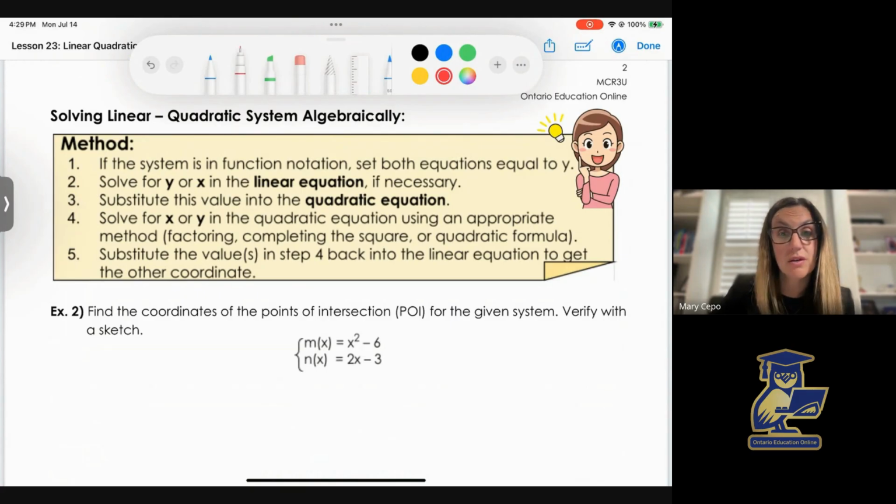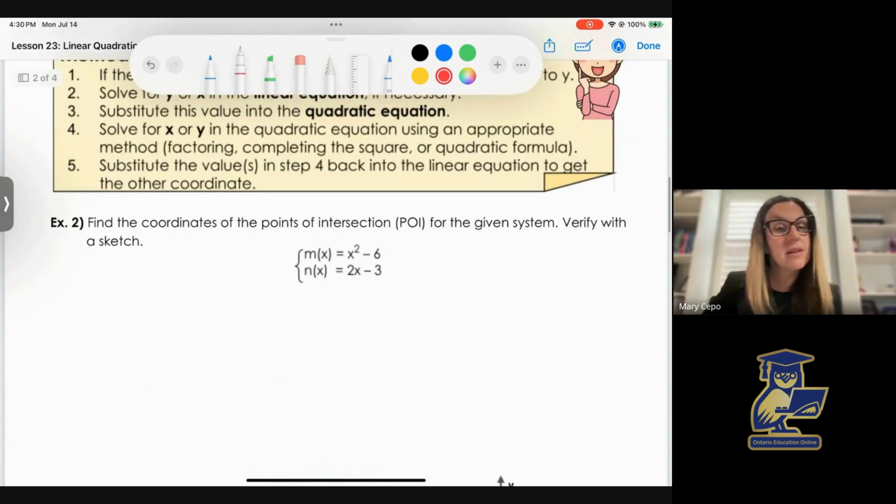Once we have done that, we know, even when we look at the solutions graphically, each point has an x coordinate and a y coordinate. So if you've solved for the x coordinate, we're going to sub it back into the linear function to find the corresponding y coordinate. Looking at example 2, let's find the coordinates of the points of intersection for the given system. Verify with a quick sketch.